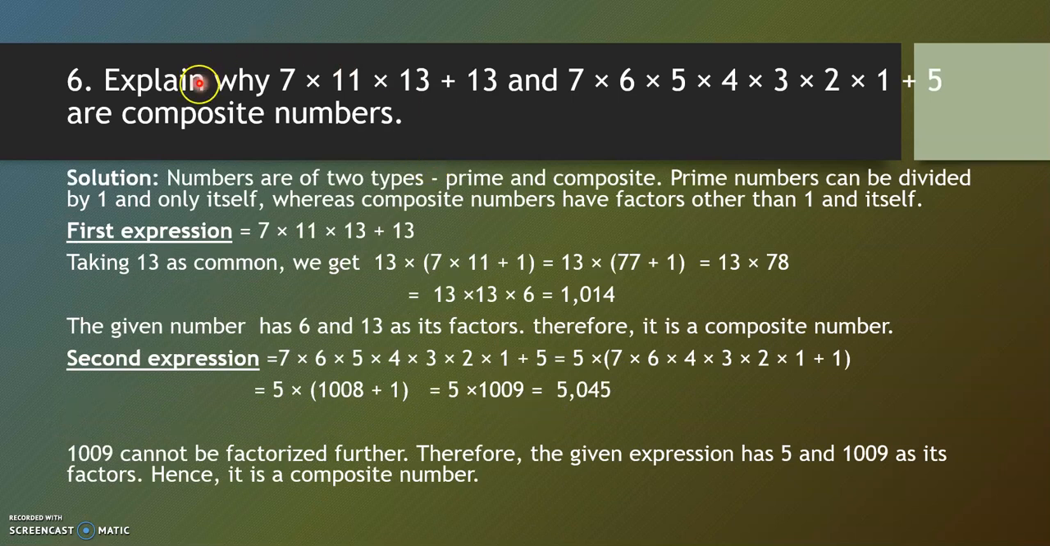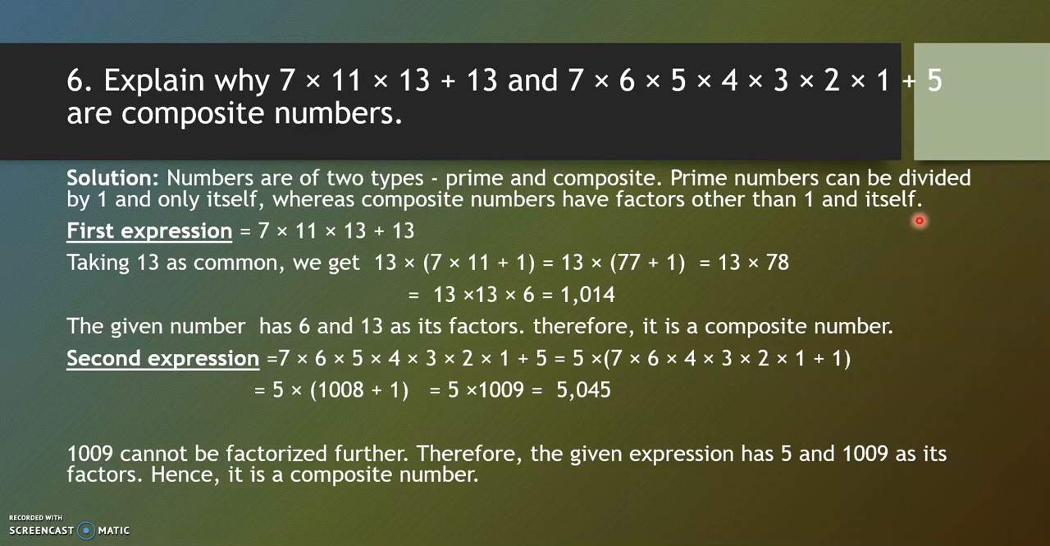Question number 6, explain why 7 into 11 into 13 plus 13, an expression which is given, and also a second expression, are both composite numbers. Numbers are of two types, you already know. First one is prime and second one is composite. Prime numbers can be divided by 1 and only itself, whereas composite numbers have factors other than 1 and itself. ठीक है. composite numbers में दो से ज्यादा factors होंगे.